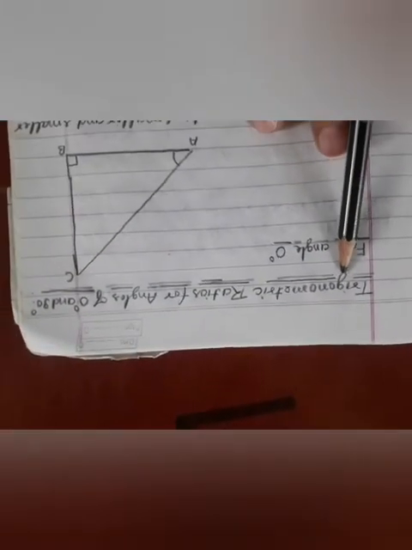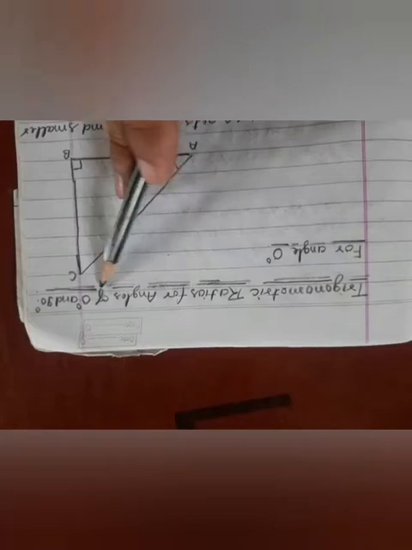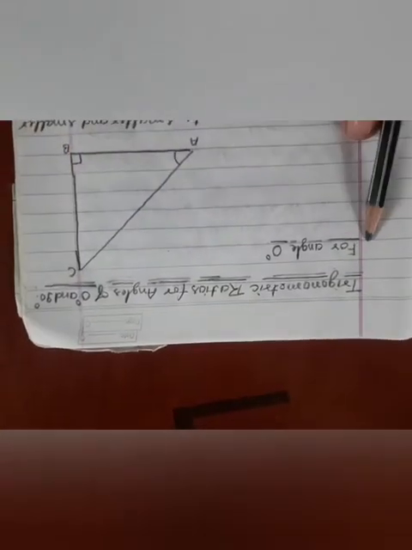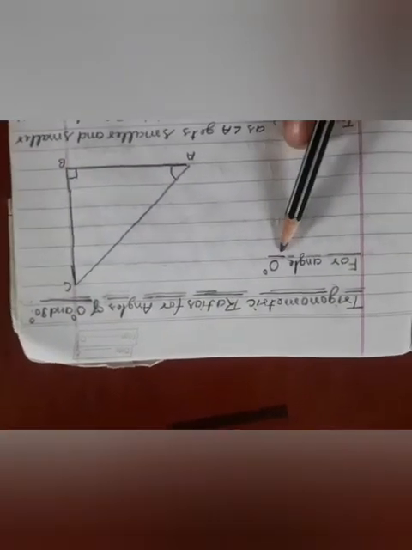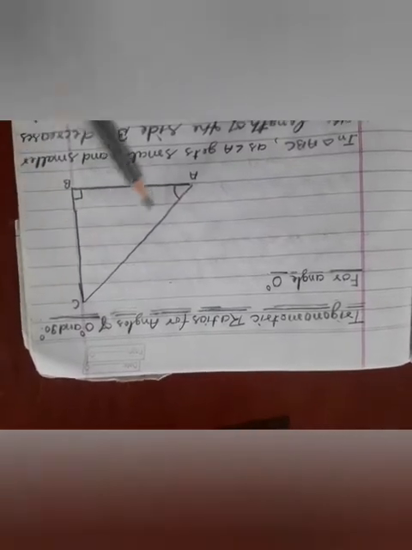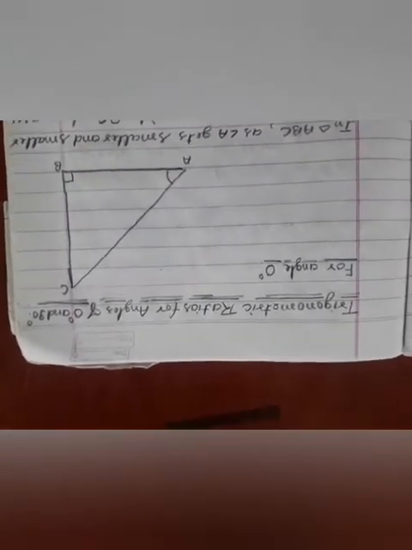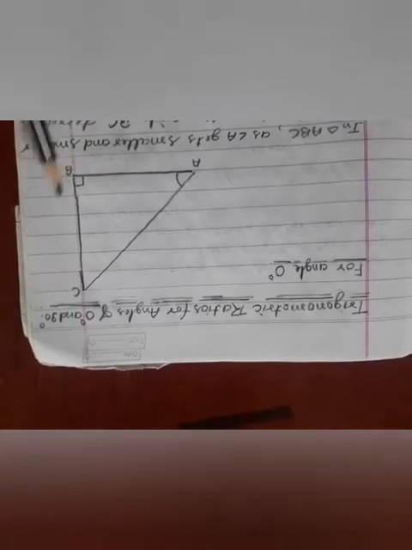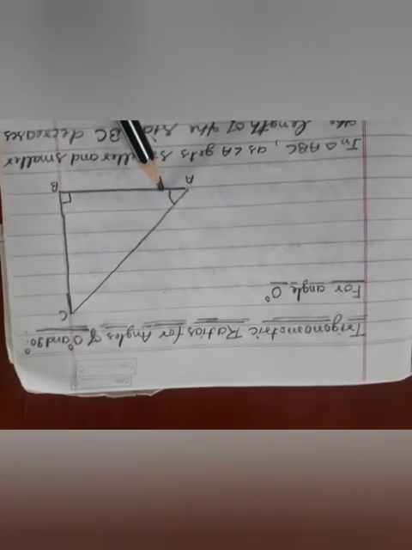Now we discuss here the trigonometric ratios for the angles of 0 and 90 degrees. For the angle 0, here is a 90 degree right angle triangle ABC. Clear? Here is angle A.